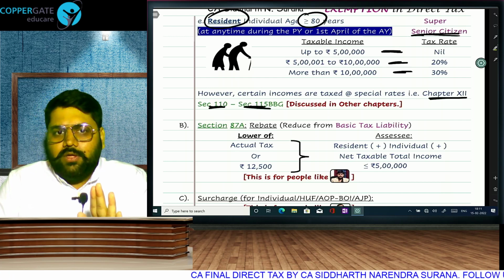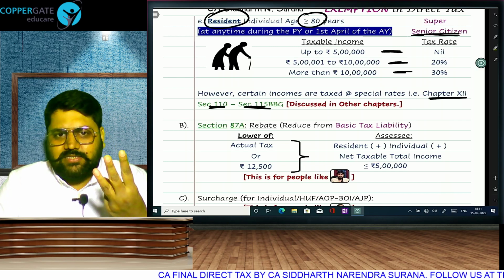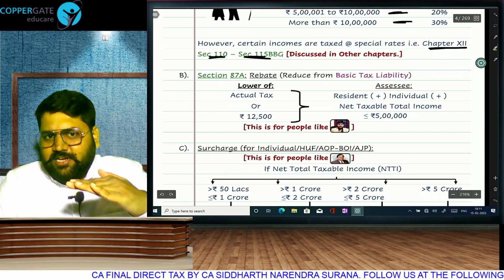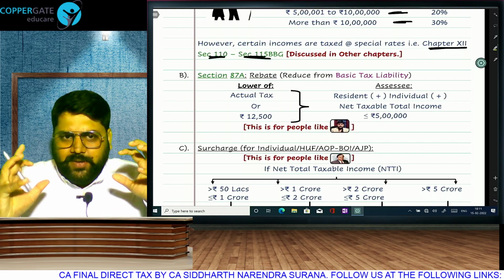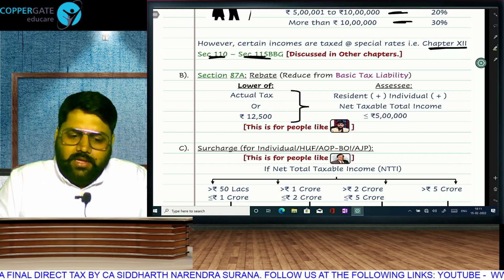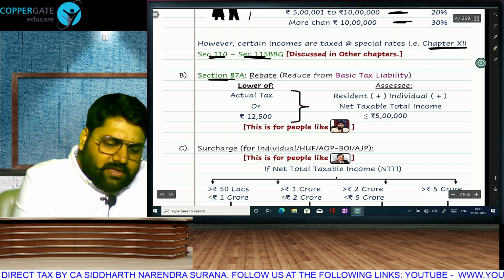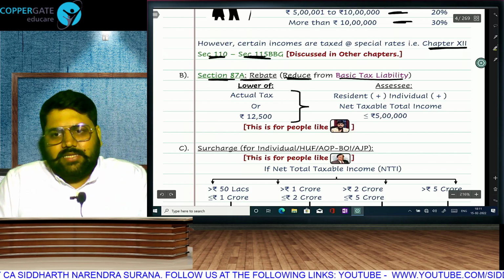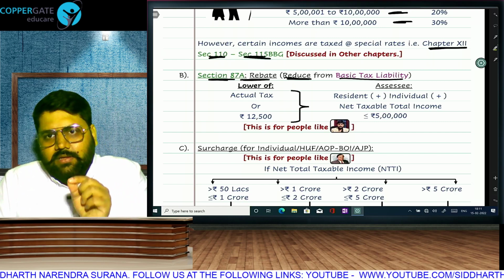It will undergo change. We have the concept of rebate, surcharge, HEC. Let's discuss the three concepts one by one. What we have calculated till now, whether normal or special, is only basic tax. Let's go ahead to learn the other concepts. Section 87A will give you rebate. Rebate means we will get reduction from our basic tax liability. Basic tax liability will be reduced.